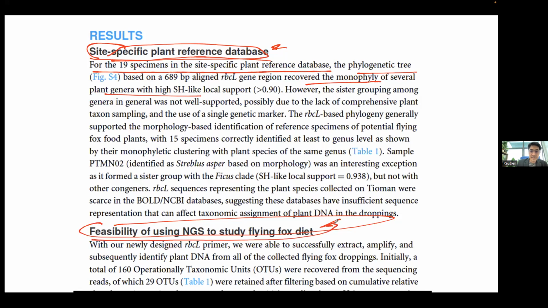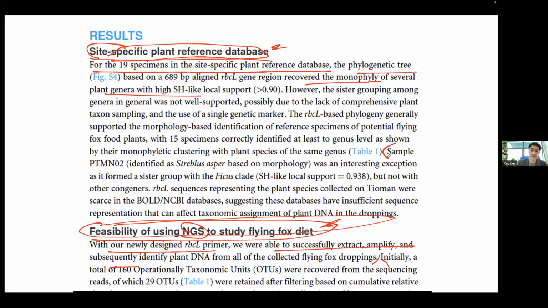For objective 2, the aim was to understand the diet of the flying fox using next generation sequencing. I can say here, with our newly designed primer, we were able to successfully amplify. So this was your first sentence that summarizes what happened, you give the good news, and then you elaborate on what the good news was. So clear, very clear, right?